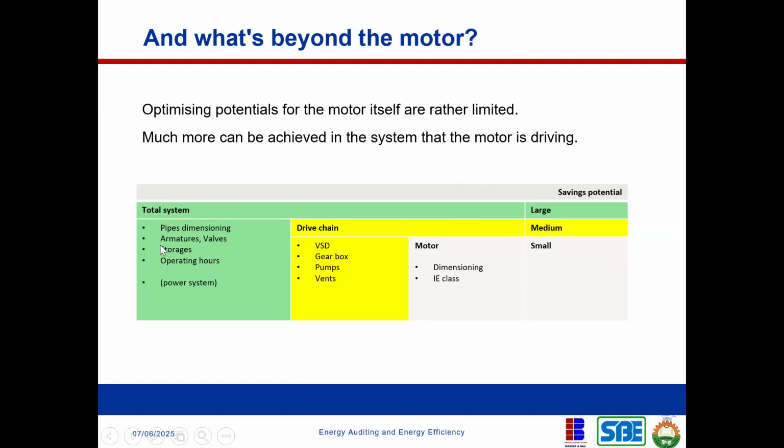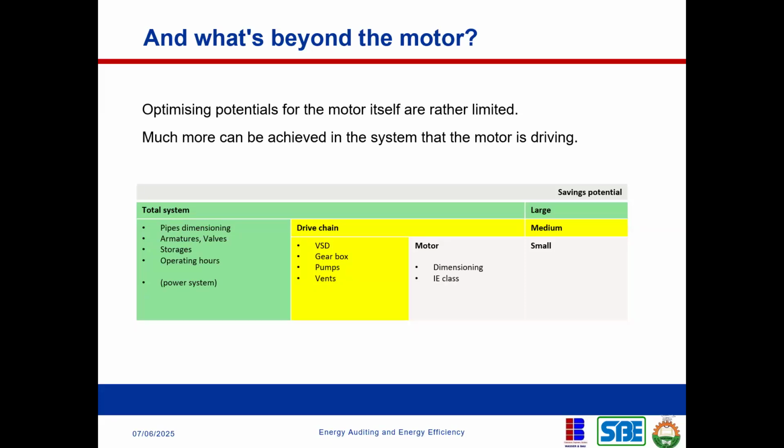Okay. So here we are looking at this green column, which shows some of the measures that can be implemented. Now, these measures are on the motor-driven application, not on the motor itself. So you can see some of the things that can be done, such as pipe dimensioning. Assuming that the motor is used for pumping, the pipe through which the liquid flows has to be dimensioned properly so that you can get the best out of the motor.